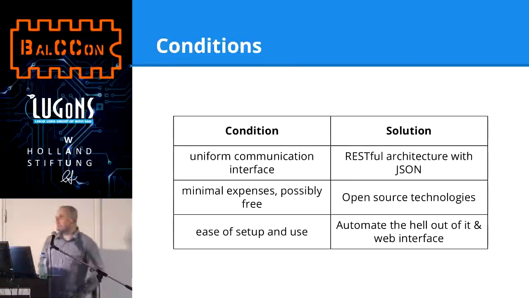So these are the conditions that we figured we should fulfill. And on the left-hand side, you can see the condition, and on the right-hand side is the solution to that condition. So we built a RESTful web API, which uses JSON as the communication format. In order for the system to be with minimal expenses or possibly free, we of course used open source technologies. And for end users' ease of use and setup, we automated the hell out of it and put a web interface. Everything is simpler on the web, so they say.